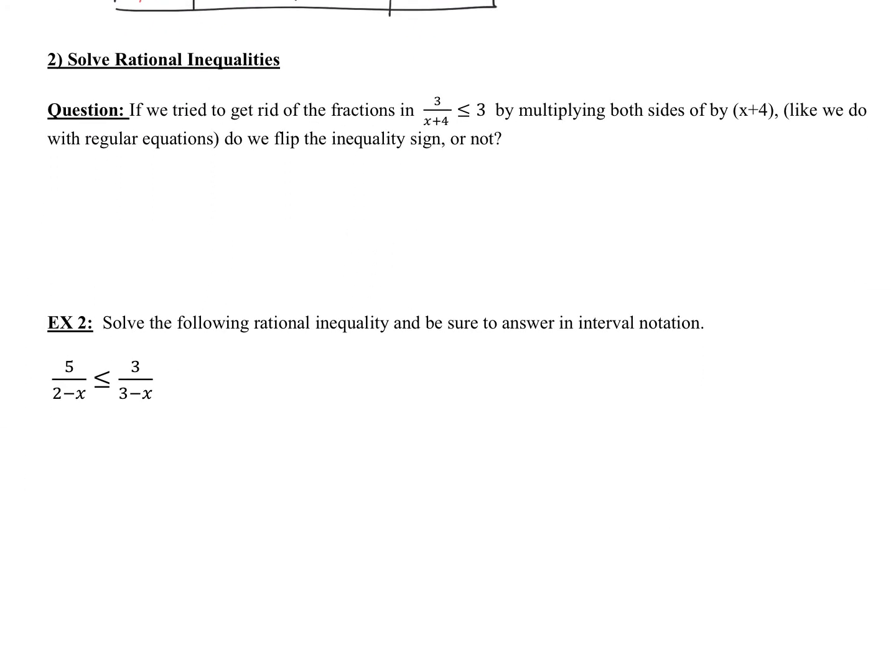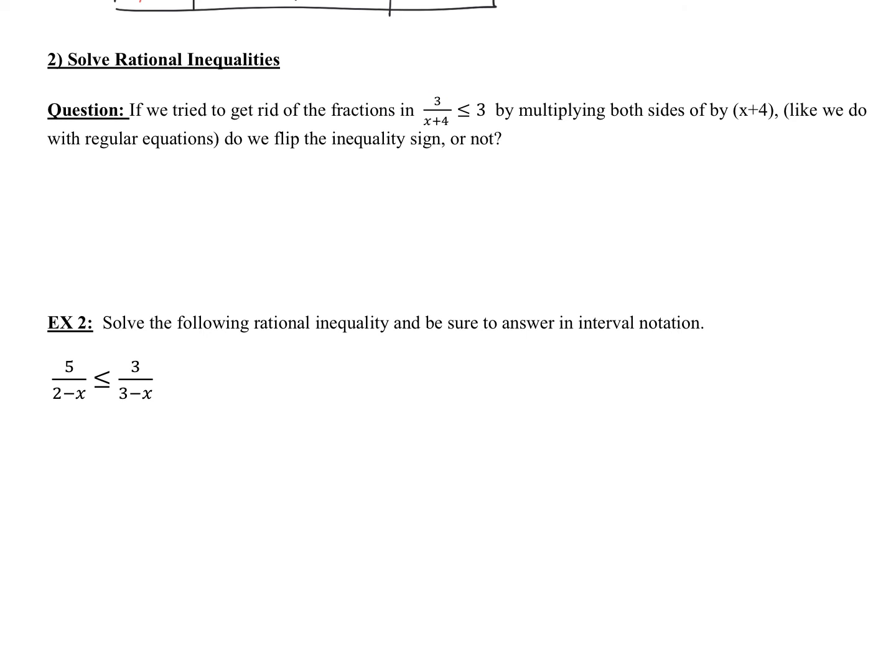Now let's take a look at rational inequalities. Remember, ratio is talking about fractions. But first, let's take a look at a question. If we tried to get rid of the fractions in this equation by multiplying both sides by x plus 4, like we do with regular equations, do we flip the inequality sign or not? What do I mean? Usually, if I wanted to get rid of the fractions, I would multiply both sides by x plus 4, and that would cancel out the x plus 4s in the fraction.